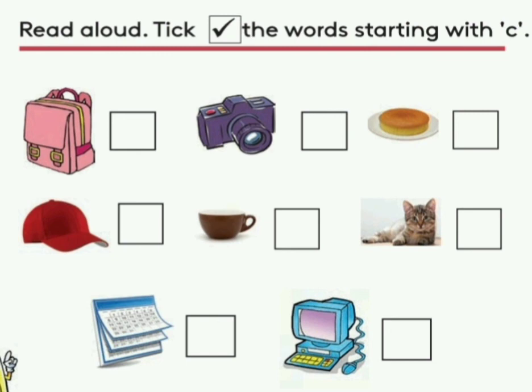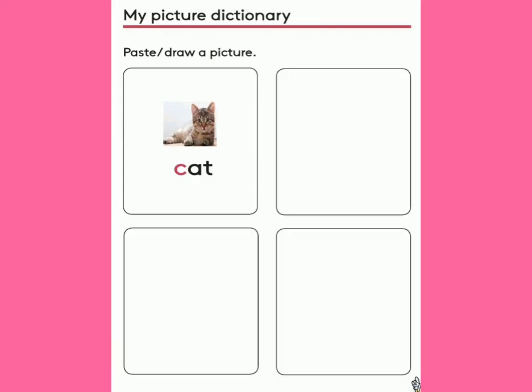I'm going to repeat out the words. You have to read aloud with me. Then you have to identify which are the words that are starting with letter C. Bag, camera, cake, cap, cup, cat, calendar, computer. You have to identify the C letter words and give it a tick. It is an easy exercise. You have to go through with the reading.